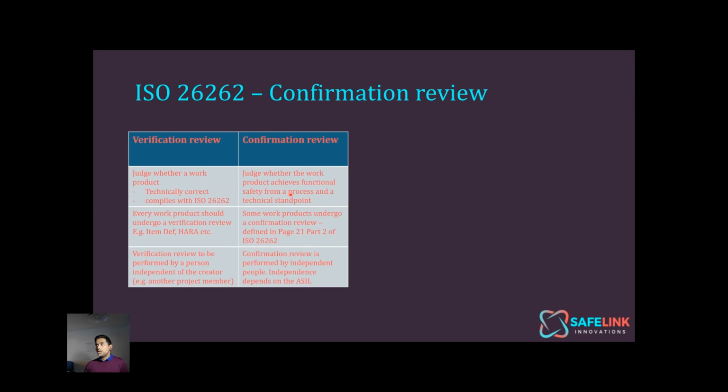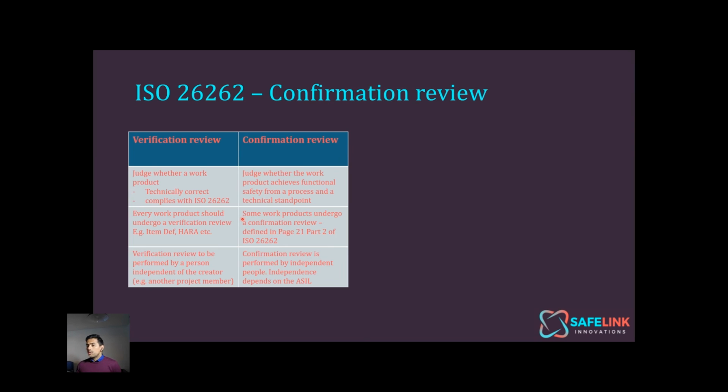This is very important because there might be some systematic issues that the author might have neglected, which may not get detected in the verification review, but will get detected in the confirmation review. Not all work products undergo confirmation review, only some of them, and they're mentioned in part 2 of ISO 26262. When you talk about HARA, the functional safety concept, the technical safety concept, safety analysis, just some core important work products that drive the design, they undergo a confirmation review.